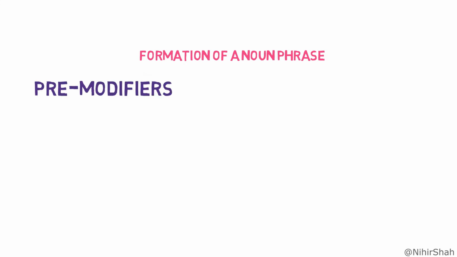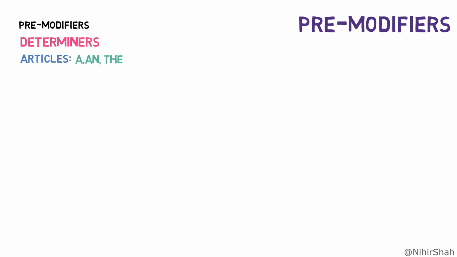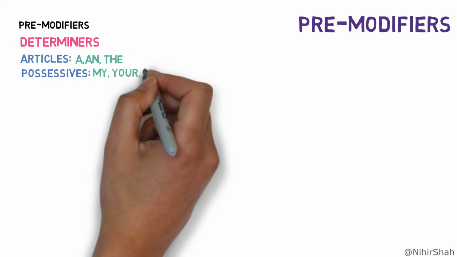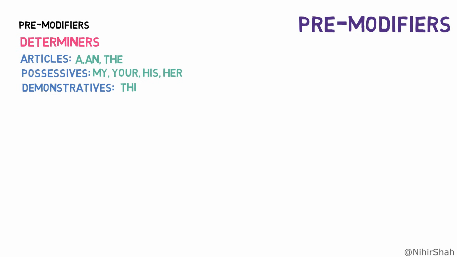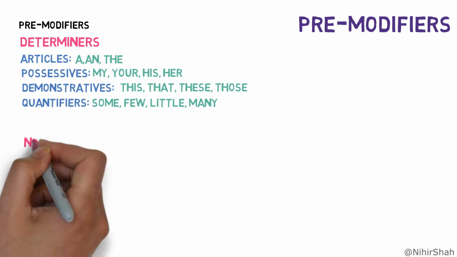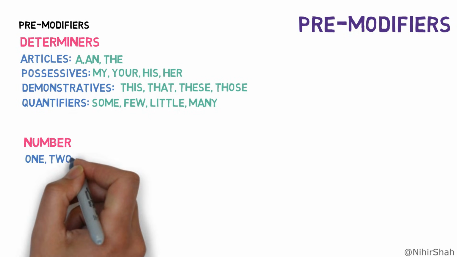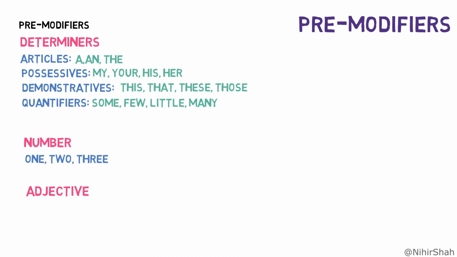Now let's learn the formation of a noun phrase. The general structure of noun phrases is like this: pre-modifiers plus noun plus post modifiers. Pre-modifiers could be generally from any of the below. Number 1, determiners, which includes articles like a and the, possessives like my, your, his, her, demonstratives like this, that, these, those, and quantifiers like some, few, little, many. Number 2, numbers like 1, 2, 3. Number 3, adjective like big, small, tall.